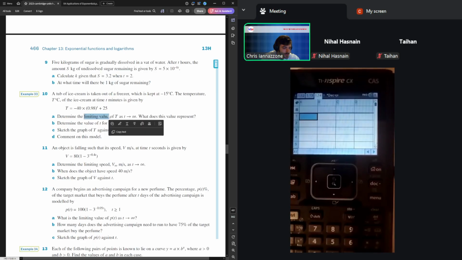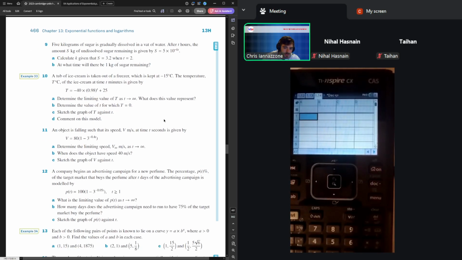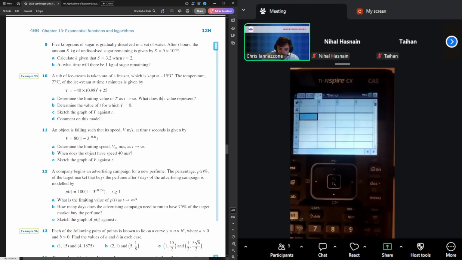And this idea of limiting values is going to be pretty unique to exponentials or anything that has an asymptote.